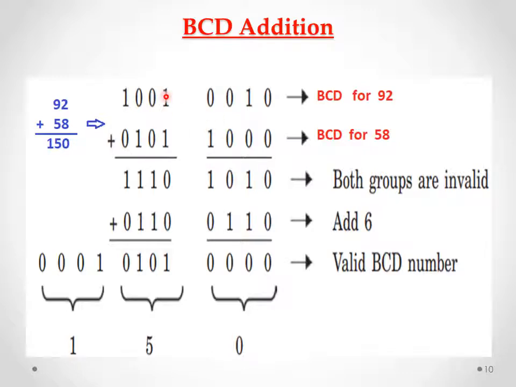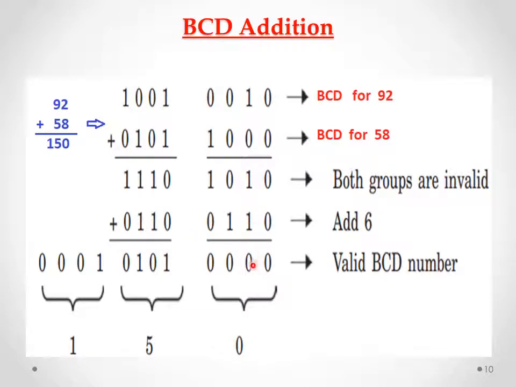Now at this point 1 plus 1 is 0, sum 0, carry 1. Carry is added to this bit, so it's 1. Now 0 plus 1 is 1 and 1 plus 0 is 1. Now let's see this combination. This is 14, decimal 14, and this is 10. So both combinations are greater than 9. So we are adding plus 6 to both the combinations. So now we are adding plus 6 to this combination and plus 6 to this combination also.